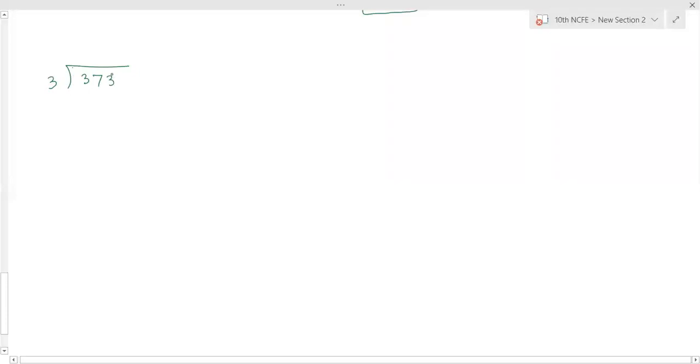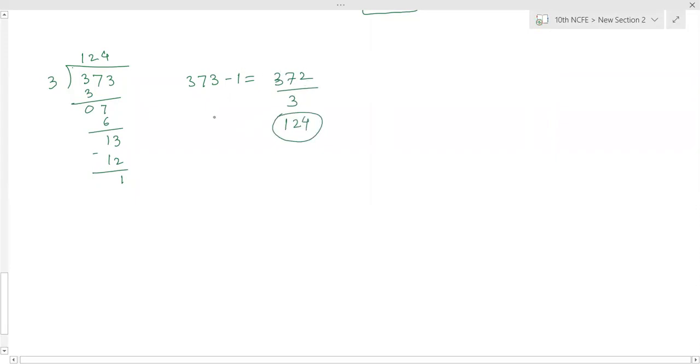Ma'am, after we do the division, we get the remainder. So we need to subtract the remainder that we get from the number. Yes, very good. Then the number will be divisible. So 3 ones are 3, 0, 7, 3 twos are 6, 1, 3, 3 fours are 12, and the remainder is 1. So what we have to do? We have to subtract 1 from this number. So 373 minus 1 is equal to 372. Now if you check with 3, it is divisible. 3 ones are 3, 3 twos are 6, 1, 3, 3 fours are 12. So 124 is the quotient. So 1 we have to subtract. And now we have to add something. So what do we have to add?